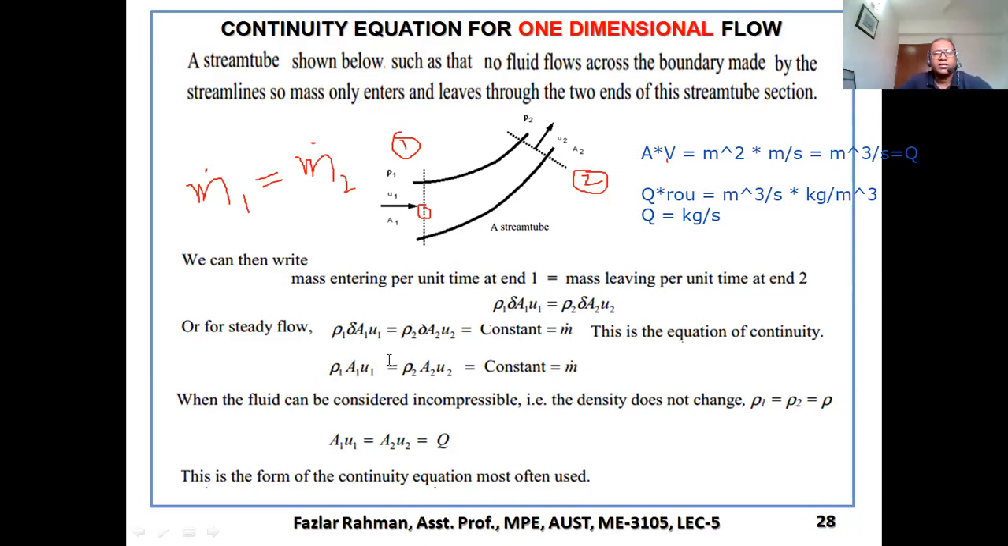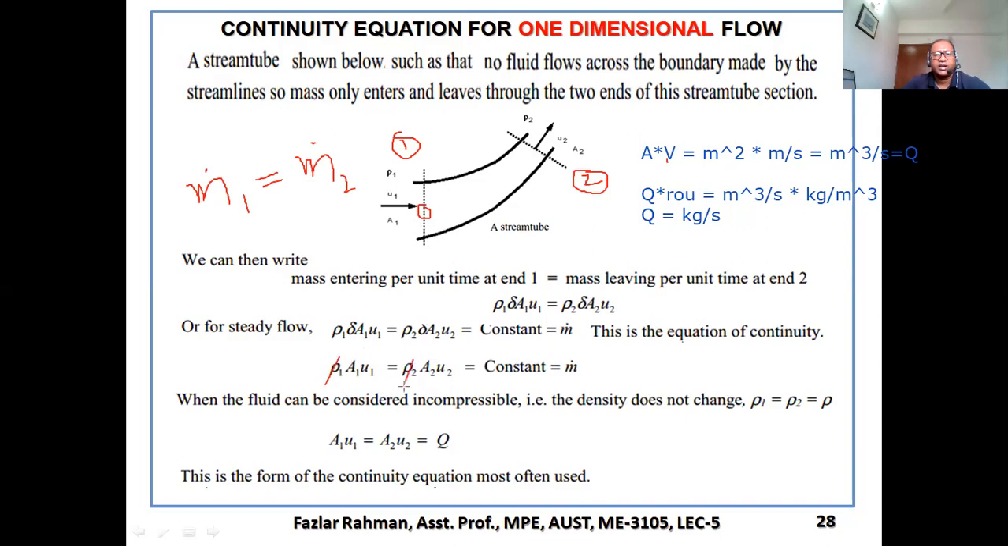So this is steady flow. That's why the mass entering this point is the same. But if it is not steady flow, meaning the flow rate is changing with respect to time right over here and right over here, then some mass will remain in between. But we are thinking of a steady flow. So in that steady flow, you are getting this result. Now, if density is constant, in that case, rho 1 and rho 2 will be the same.